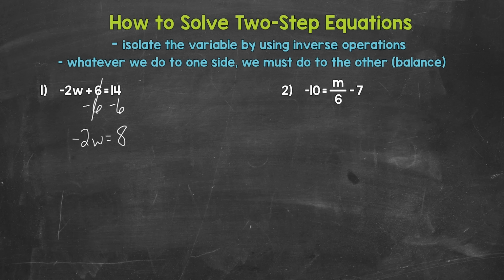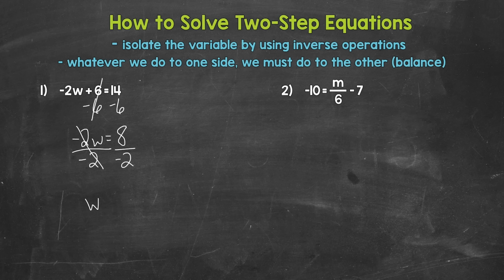What's the inverse operation of multiplication? Well, division. So let's divide the left side of the equation by negative 2. Whatever we do to one side, we must do to the other. So divide the right side by negative 2 as well. Now on the left side of the equation, we are multiplying by negative 2 and dividing by negative 2. So these negative 2's cancel each other out.